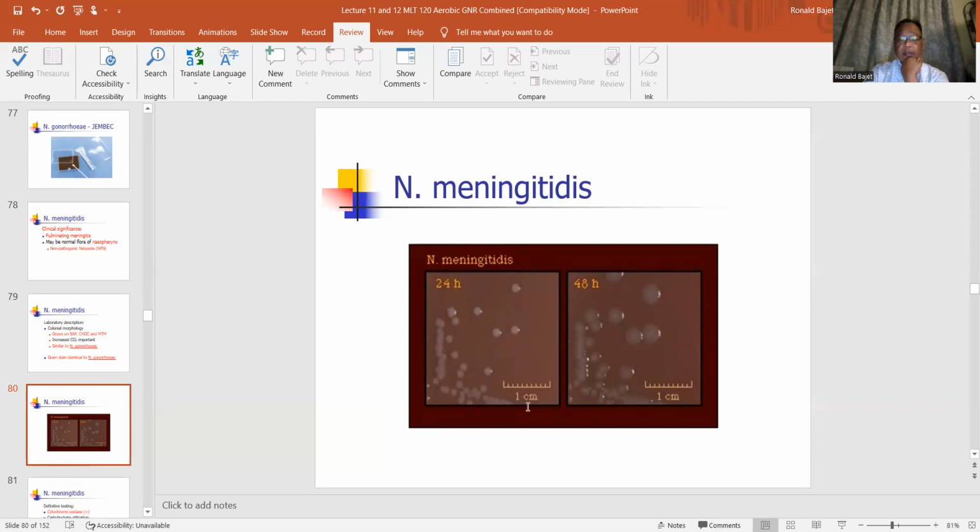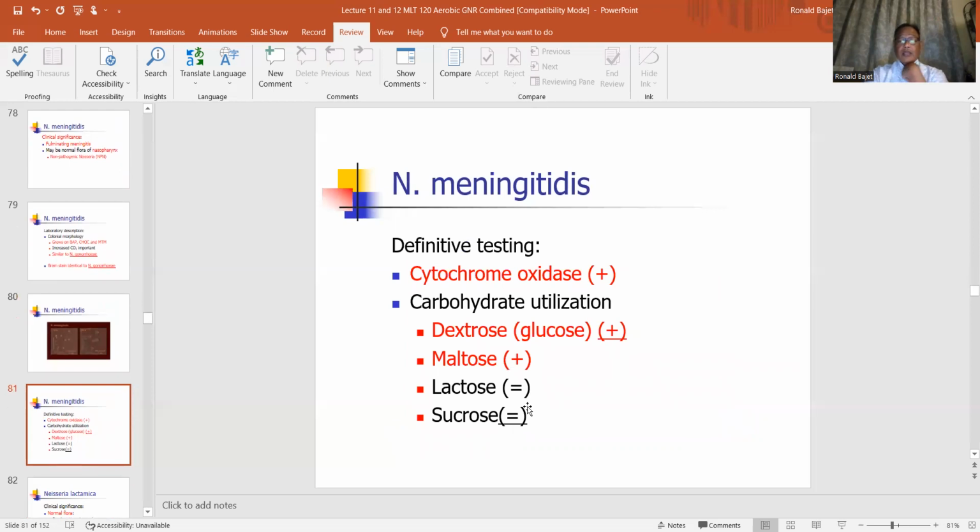This is what Neisseria meningitidis looks like on Thayer-Martin. See if you can point out any differences compared to Neisseria gonorrhoeae. Carbohydrates, remember: glucose goes with Neisseria gonorrhoeae, G with G. If you go in order, glucose, maltose, lactose, and sucrose, Neisseria meningitidis is positive for both glucose and maltose. M goes with M. Glucose only for Neisseria gonorrhoeae, and lactose and sucrose are negative. So you can see a pattern there.